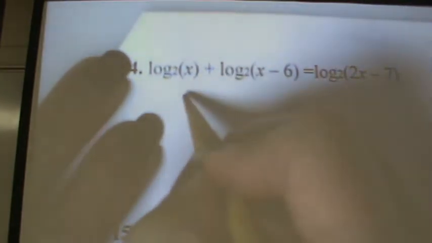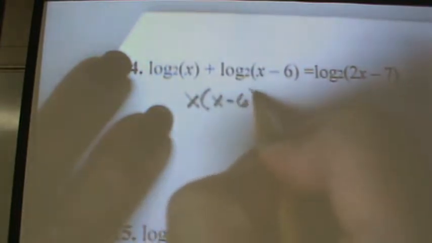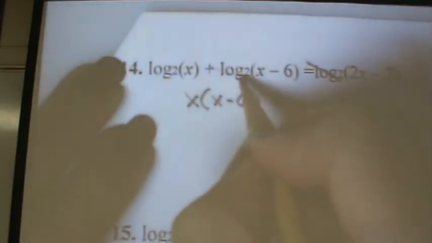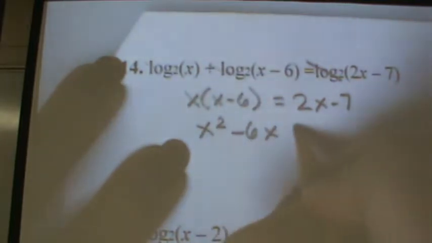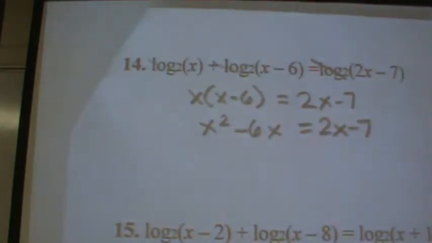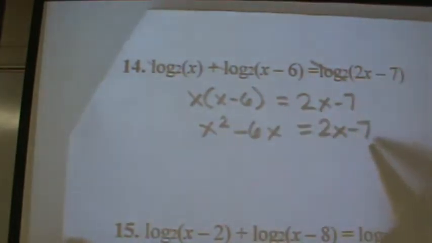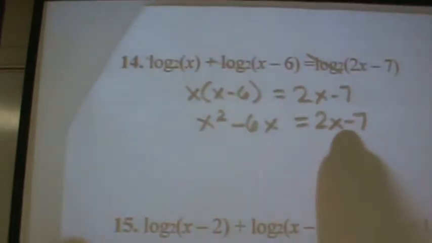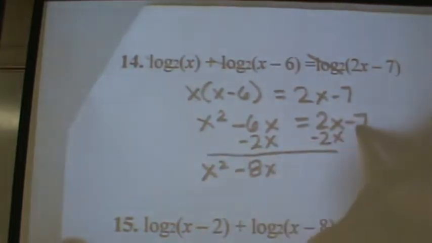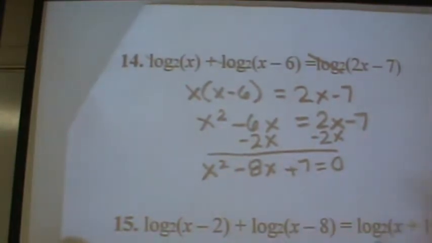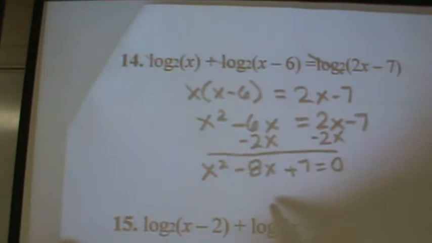Okay, 14 is another condensing one. You're gonna condense the left side. How do you condense this x and then you have a plus sign? It's gonna be x times x minus 6. And these log base 2's will cancel. So you have x squared minus 6x equals 2x minus 7. Now, because this is a quadratic equation, you want to zero one side out. The easiest thing is to bring these two over on this side. So if you subtract 2x, you get x squared minus 8x, and you're going to bring negative 7 over, it's going to be a positive 7. Now quickly, how do you factor x squared minus 8x plus 7?